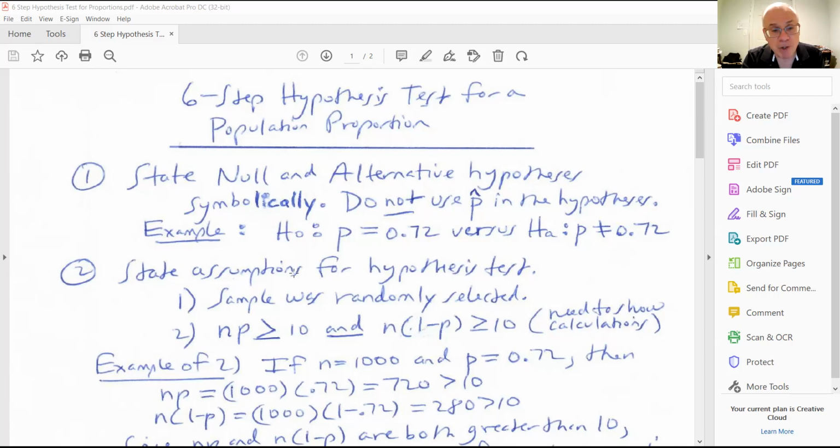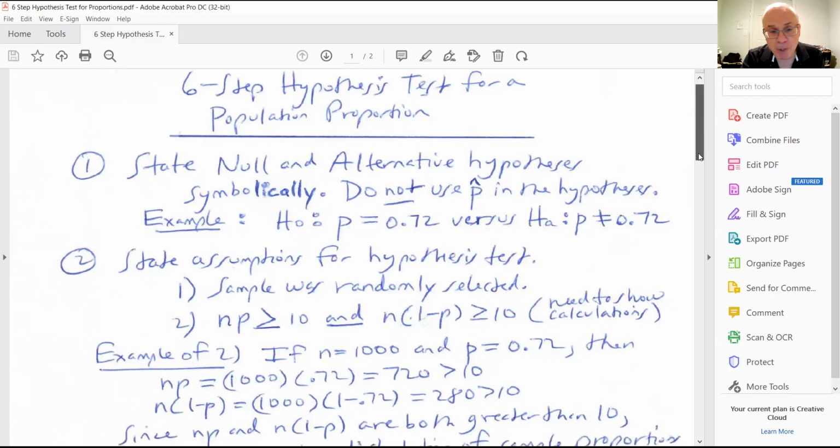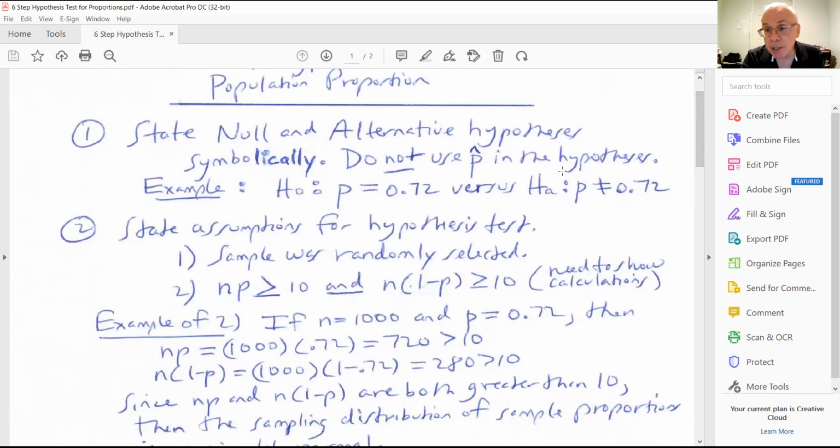So, the assumptions used for the hypothesis test: the very first assumption always has to be that the sample was randomly selected. Because if there's no random selection, we can't use the normal distribution. We can't do any of this. We have to use some other method for doing a hypothesis test. So random selection is an assumption that's used.